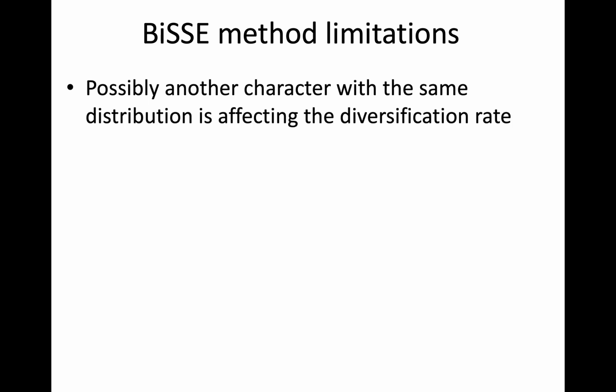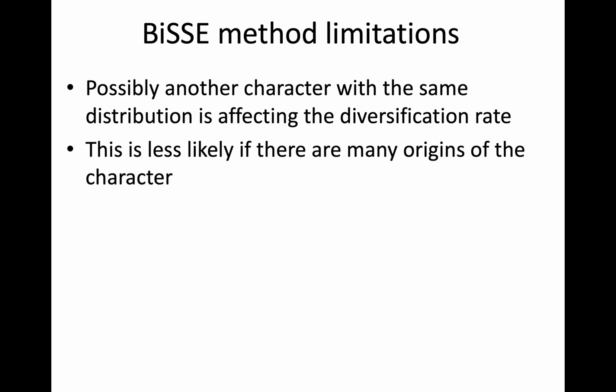Okay, nevertheless, the BiSSE method has its limitations. One of them is the limitation which we kind of alluded to earlier, that maybe we are just looking at the wrong character, right? Maybe that character is correlated with another character, and that other character actually is the one that promotes diversification rate shifts. Although maybe this is less likely if there are multiple origins of the character, so the state shift happens in a bunch of different places strewn across the tree.